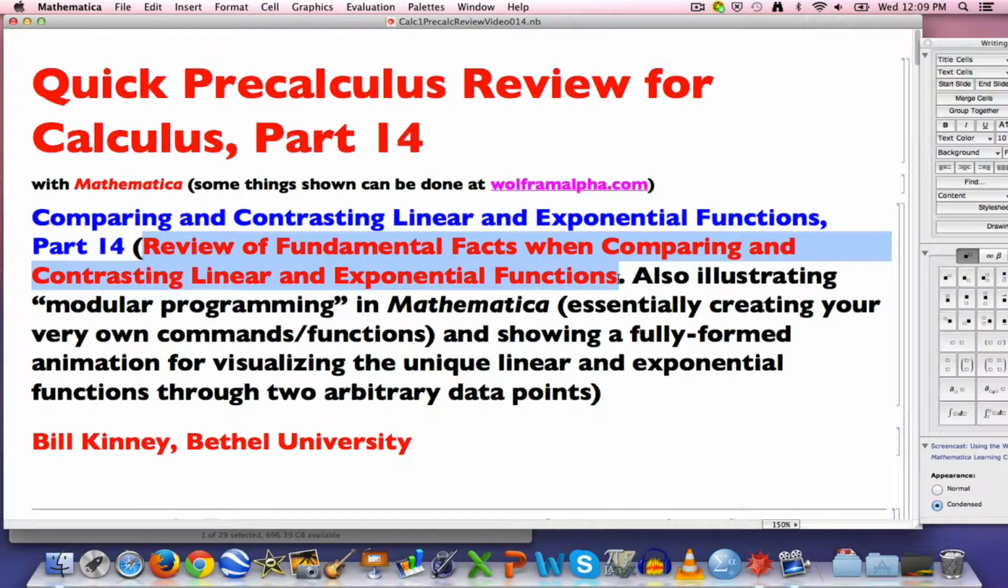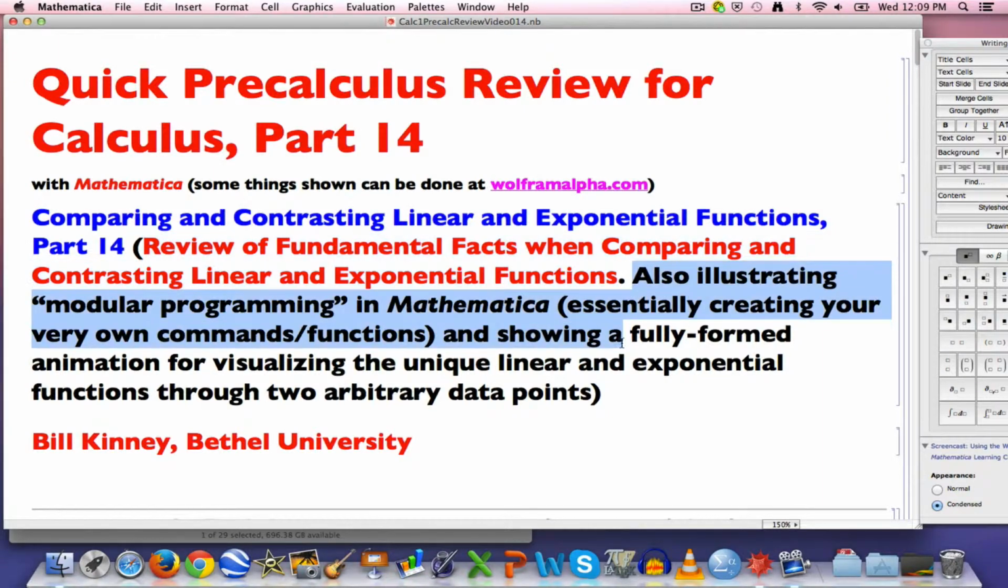In this video, we're going to do quite a bit. I'm going to go very fast. You're going to want to pause the video, have some note paper out to take notes whenever you can to try to understand things. I'm going to review the fundamental facts we've been looking at comparing and contrasting linear and exponential functions and give you a little hint about some calculus-related things.